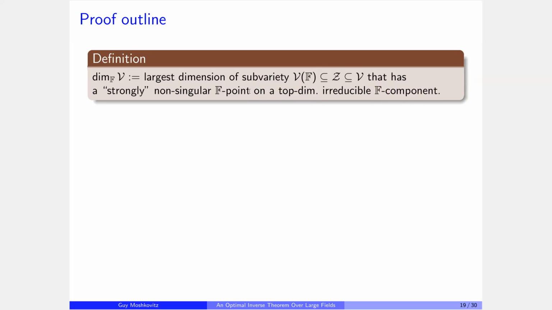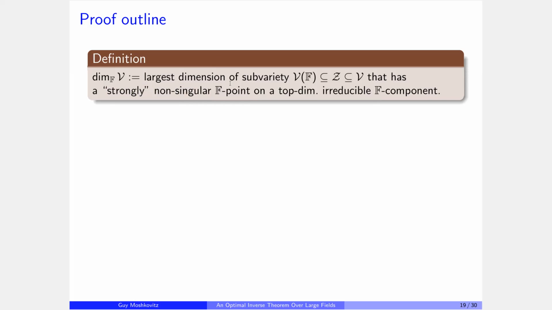And we want there to be some quote unquote generic point on that component, which is F rational. Okay, and what do I mean by generic? It has to be non-singular in a strong way. I'm not defining what strong is at the moment, but it's some kind of a generic condition.